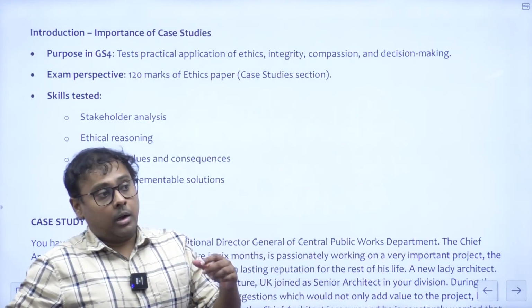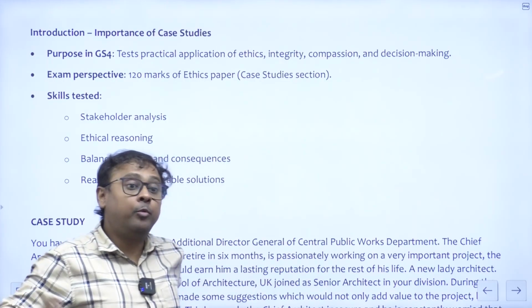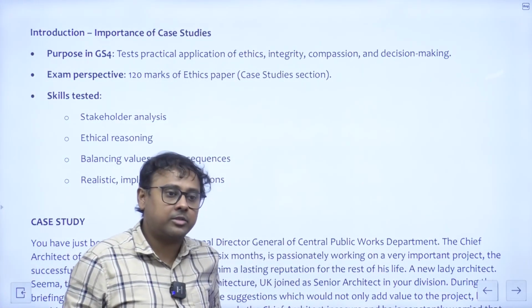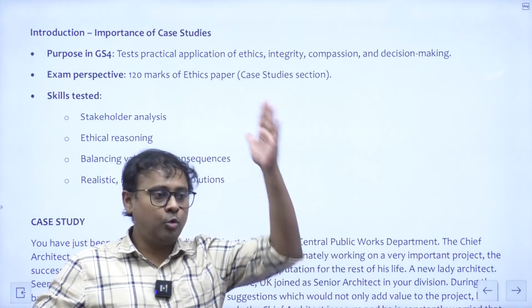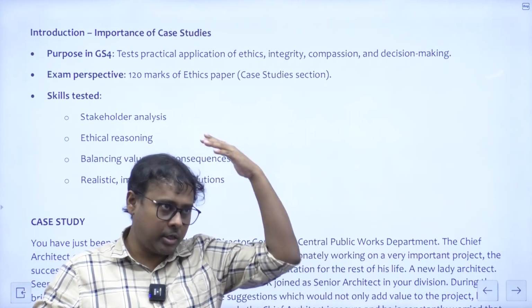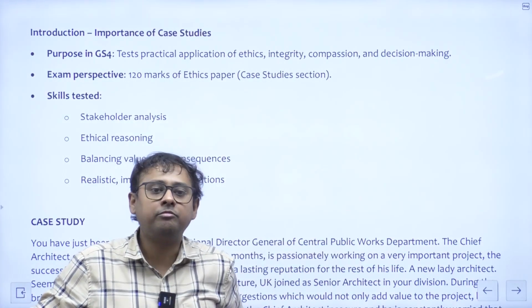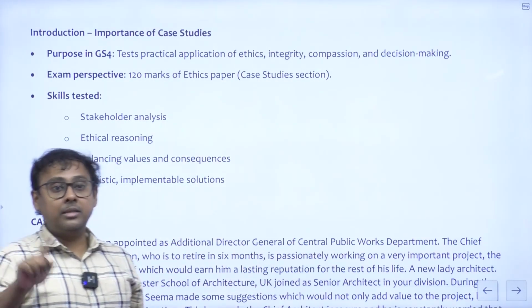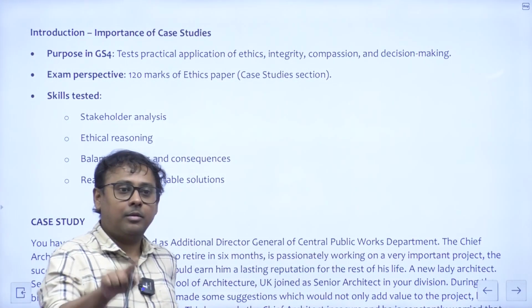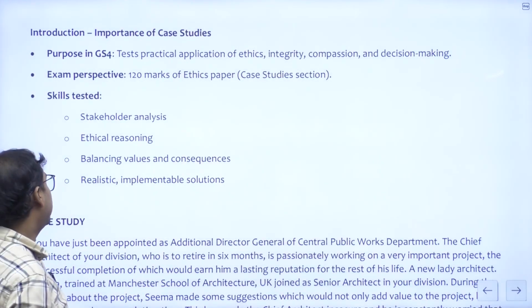Okay? Now, there are 11 to 12 forms of case studies. If we prepare these 11 to 12 forms of case studies, we know the overall structure. We just have to read, identify the stakeholders, identify the conflict, and copy paste the structure that you have learned. So it's a very simple process, right? But being a simple process, the important thing is that you have to practice. Okay? You have to practice.